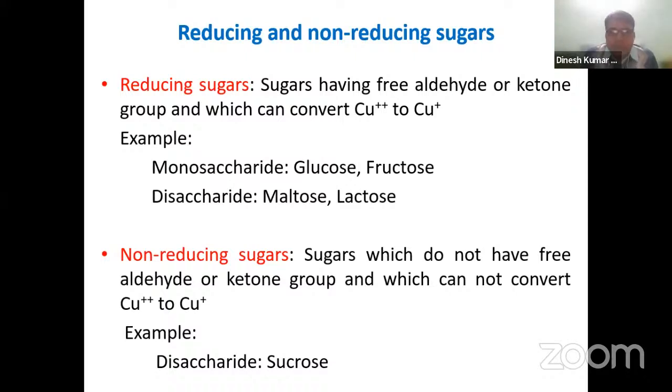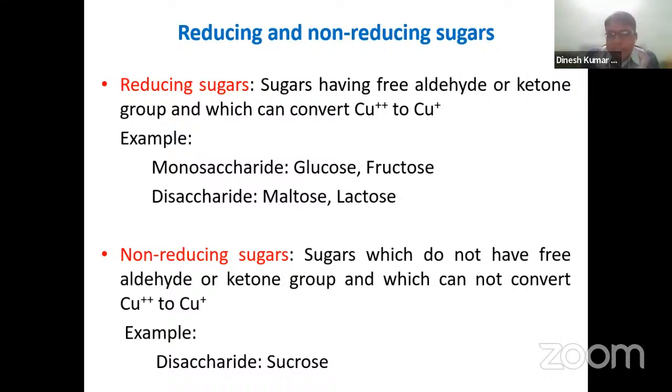So the carbohydrates are of two types. One are reducing and other are non-reducing sugars. The reducing sugars are those which have free aldehyde or ketone group, and they can reduce, convert Cu2+ to Cu+. For example, in monosaccharides, we have glucose and fructose. You have seen the structure of glucose and fructose, and if they are single molecules in monosaccharide form, they will have a free aldehyde and ketone group.